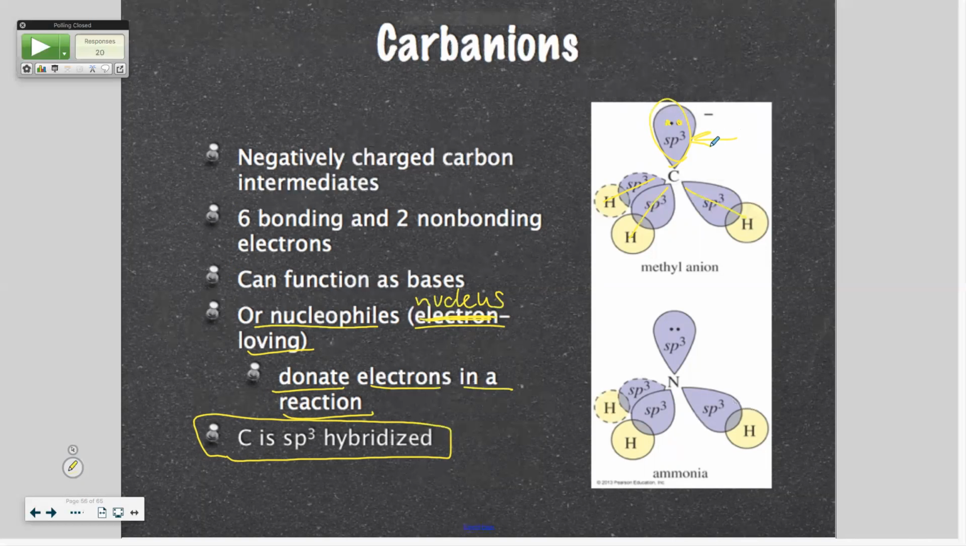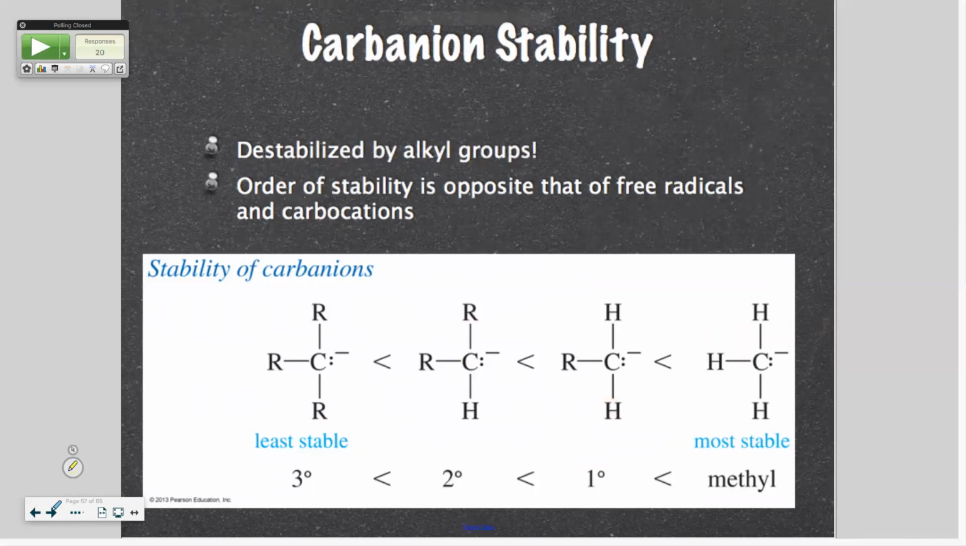If you look at the nitrogen on ammonia, it is also sp3 hybridized with a lone pair in an sp3 hybridized orbital, but it's not negatively charged, like our carbon is. So because of that, the stabilities are opposite, okay? So everybody see they're opposite. The least stable is the tertiary, and the most stable is the methyl.